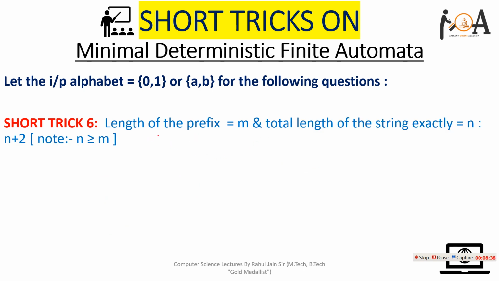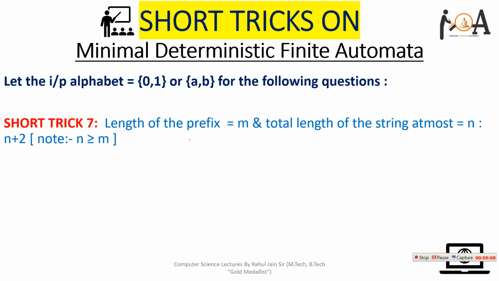Shortcut trick 6. Length of prefix is m and total length of the string is exactly n. Suppose I ask how many states would be there in the minimal DFA in which the length of prefix should be m and total length of the string is n. In that case you can use the shortcut trick n plus 2, where n should be greater than or equal to m, right? So n plus 2 would be the answer. Just note that.